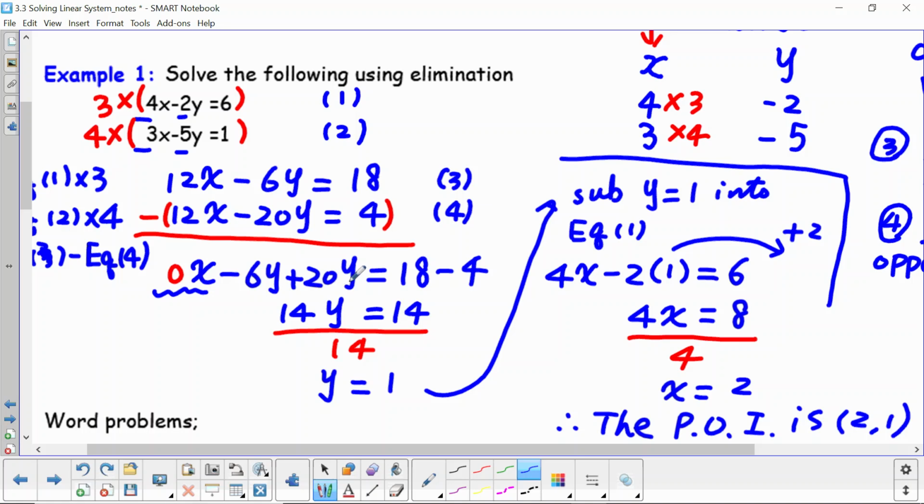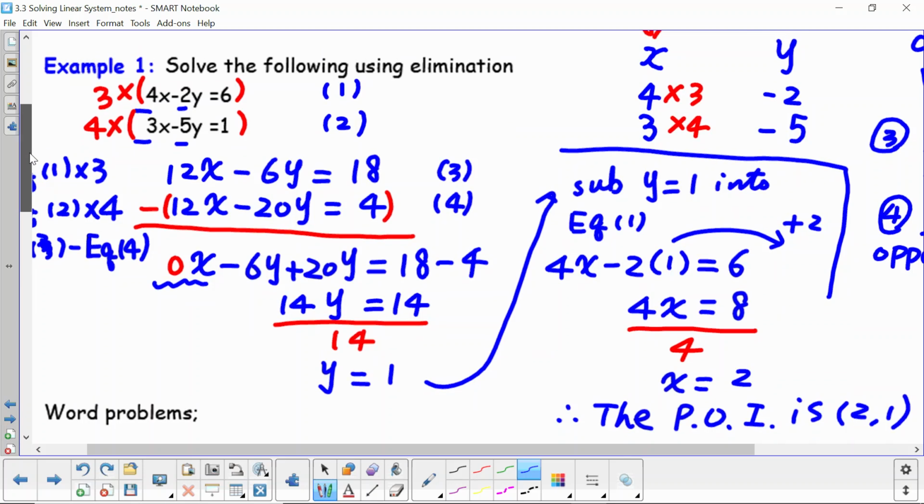It's a linear equation. After you solve for one variable, you need to sub that variable back into one of the equations to solve for the other variable. Then you are going to have the point of intersection. So this is called the elimination method. So you know how to solve this too. You can cover this part and redo this question to see if you are able to solve it correctly, okay?